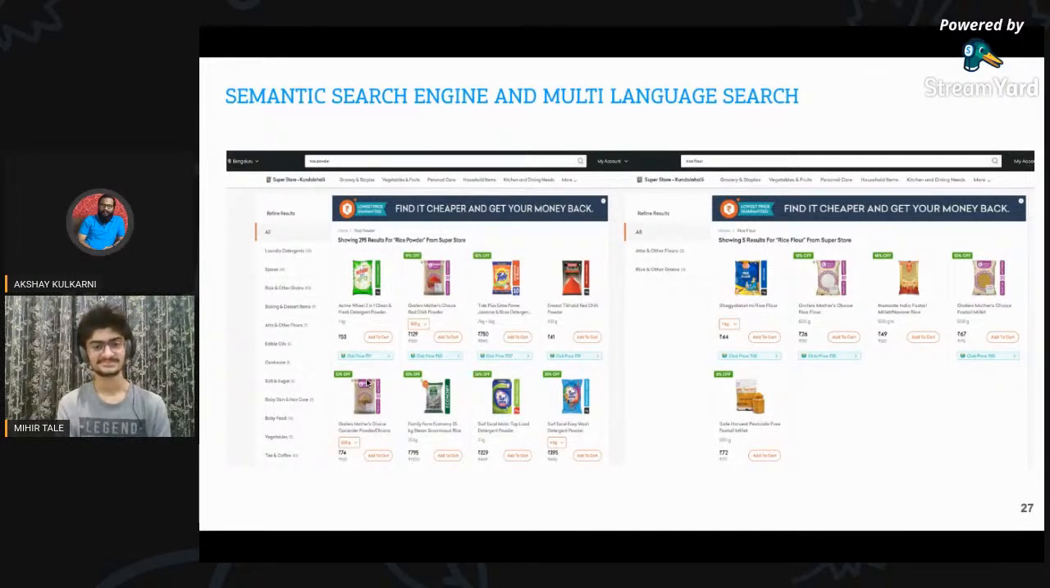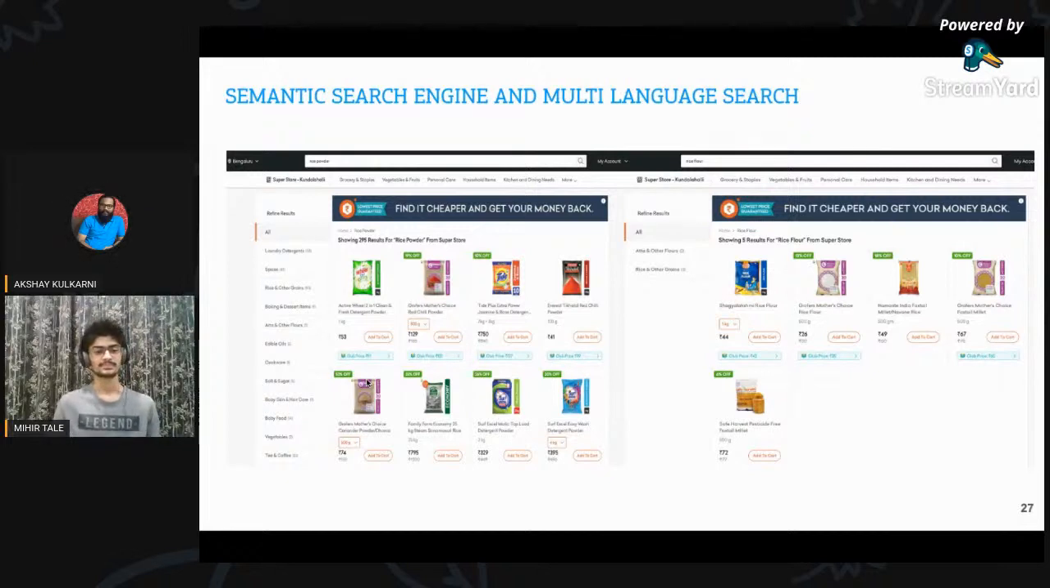That's, I would say, mundane work for me. Why would I do that? Why can't these companies have multi-language search enabled? It's possible through AI, right? And similarly, semantic search, right? In the left search, if you see, I searched for rice powder, and it's showing me detergent. So this kind of experience makes people think twice.